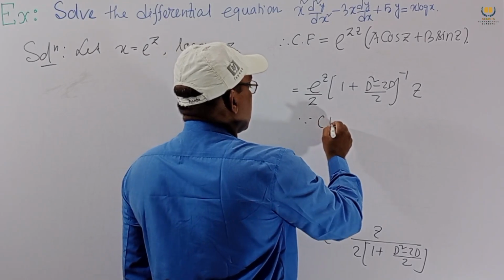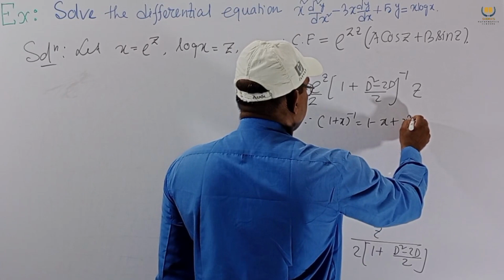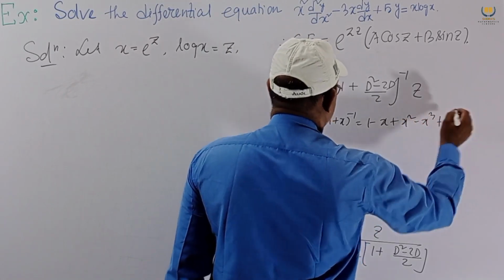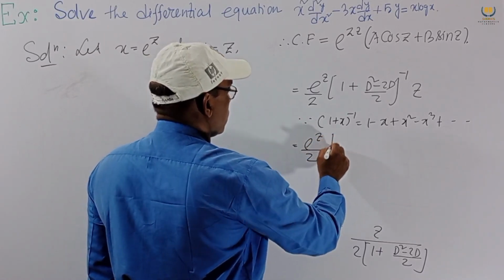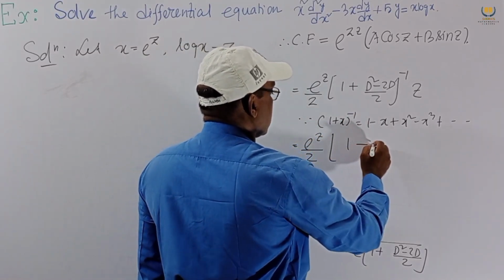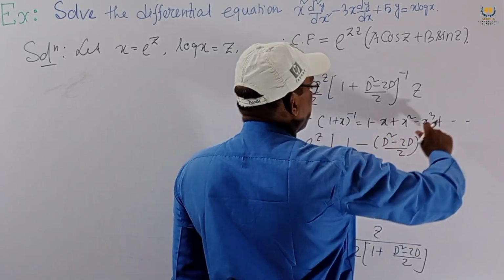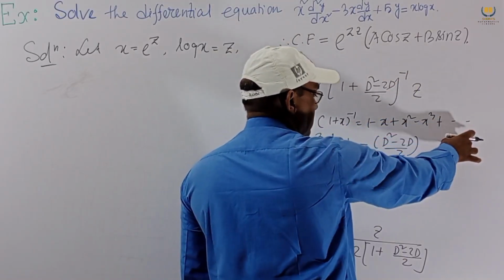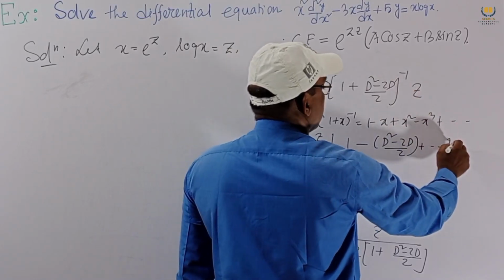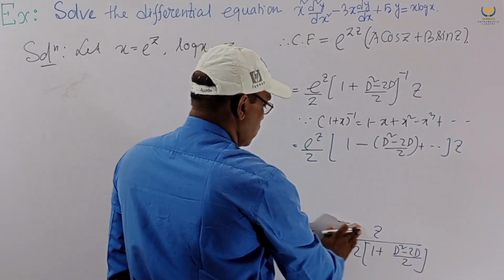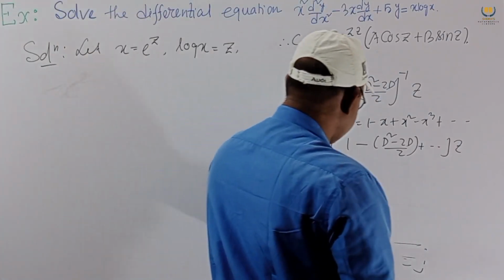Now we know 1 plus x whole to the power minus 1 is 1 minus x plus x squared minus x cube plus dot dot dot in the binomial series. This is e to the power z by 2, and this is 1 minus this one plus this whole squared minus this whole cube. No need to write other terms because our algebraic part is only z, with power 1. So with power 1, other terms need not be written. So we get this.